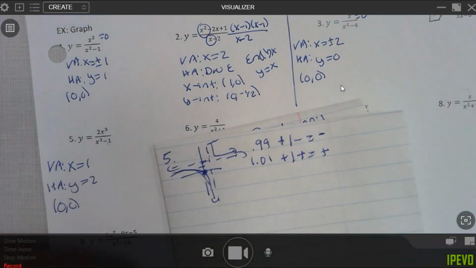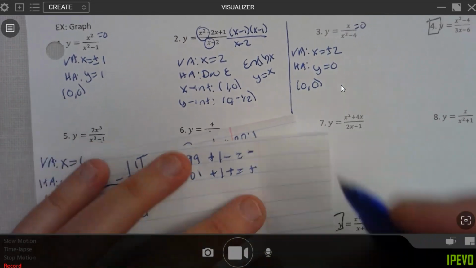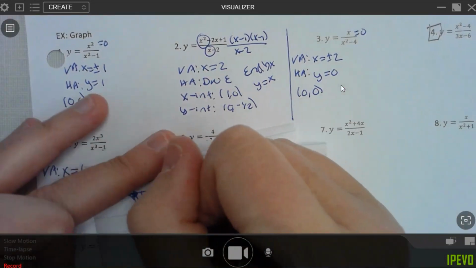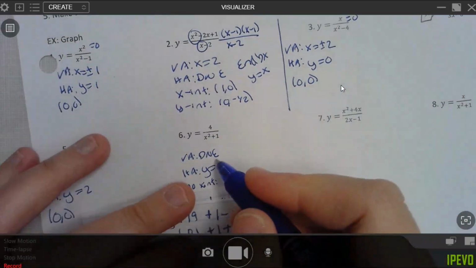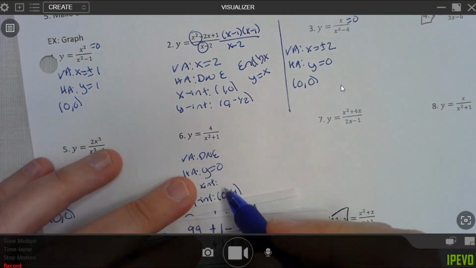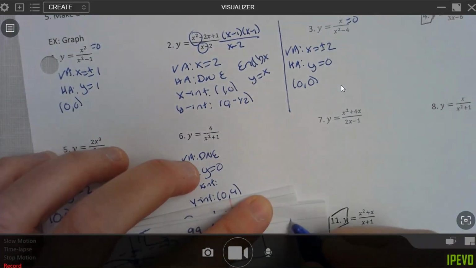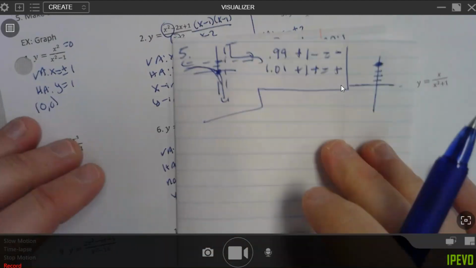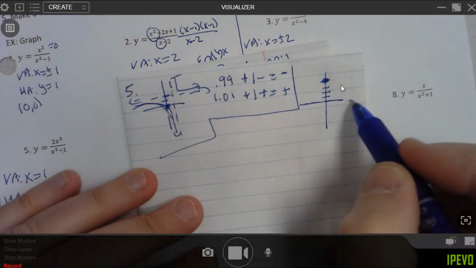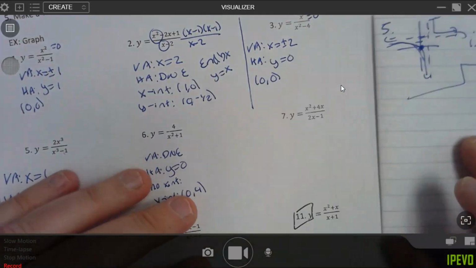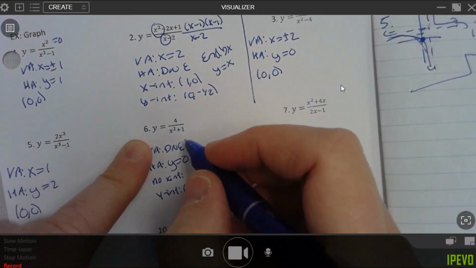And number 6 gets really tricky for us. I love number 6. So number 6, there's no vertical asymptote. Horizontal asymptote is at 0. There's no x-intercept, and my y-intercept's here. So these are all I know, is that I have a dotted line here, and I have a dot here. So what happens in this case is that we should make an XY chart.